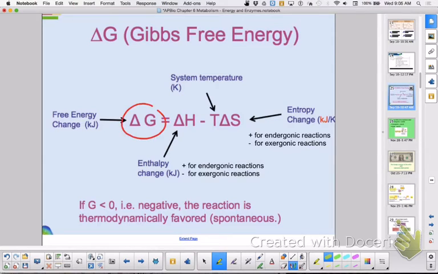G is the energy available to do work. H, enthalpy, is the total energy of the system. So when you're looking at delta G, you're looking at the total energy minus, what does S stand for? Entropy. Do you remember disorder, randomness? So we're taking the total energy minus the random energy that we can't do anything with, and that leaves us the free energy, what we have left to do work. If we're increasing our randomness, our disorder, then we have less energy available to do work. Does that make sense to you?